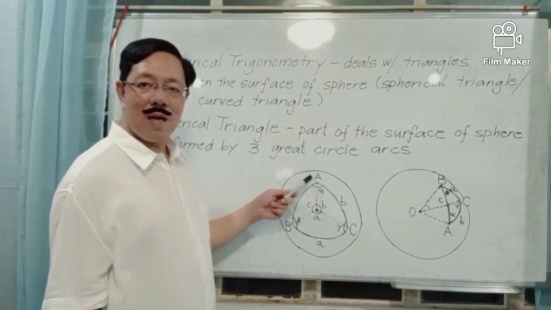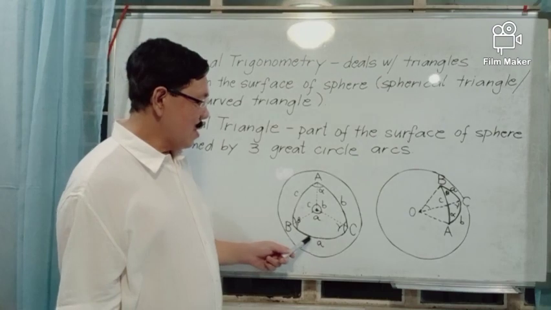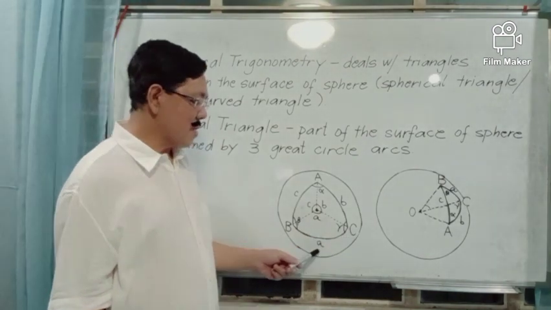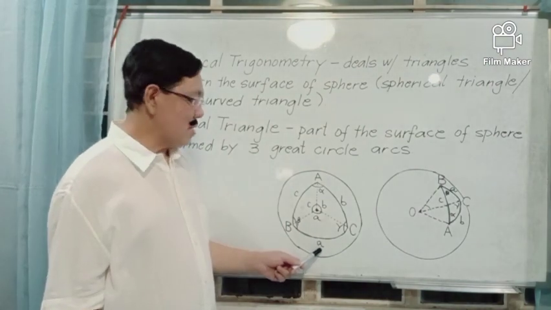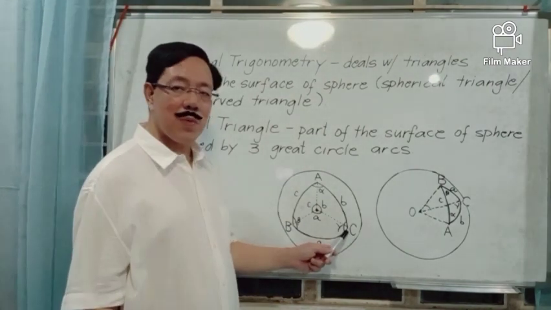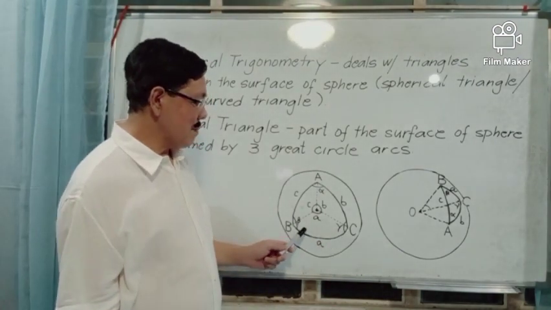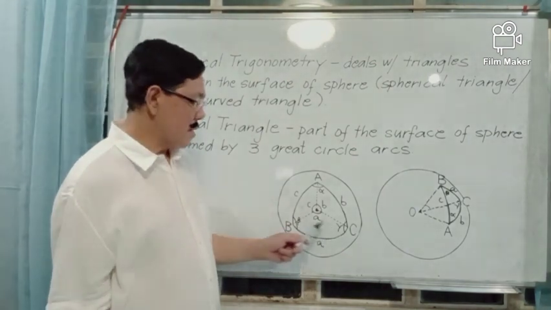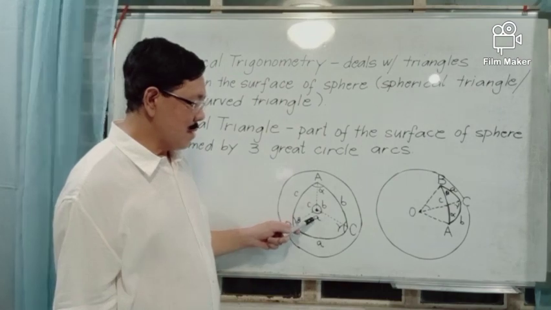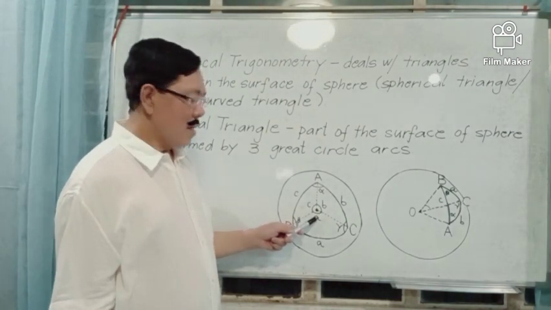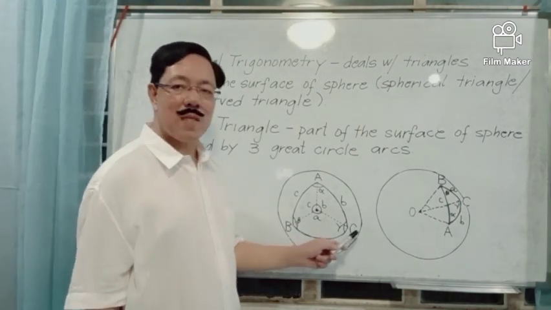Opposite vertex A is this side, the arc BC, whose length is denoted by small a. The measure of a is equal to the length of this arc through vertices BC, and the length of this arc is equal to the angle subtended by this arc BC at the center of the sphere. This angle small a is the length of this side small a. It is the length of the arc BC.